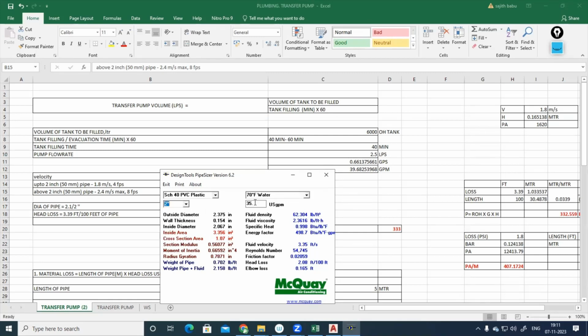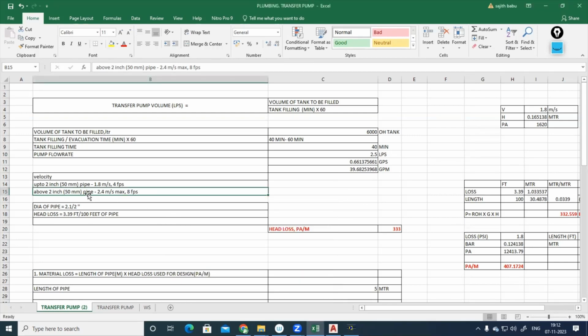2 inch pipe, 39.68 US GPM. Yes, this is fine. The pipe diameter is fine because the fluid velocity is 3.79. You can go up to 4 feet per second, even up to the boundary of 4.2 feet per second, no problem. So the diameter of the pipe is 2 inches.